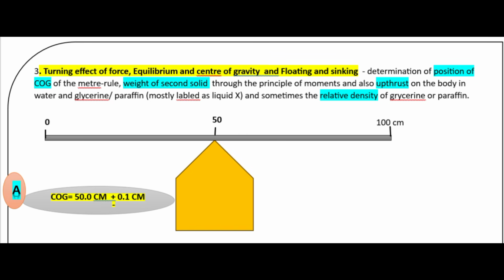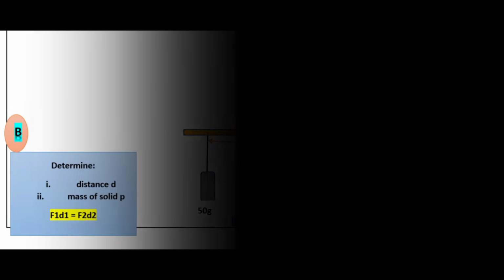So we go to the third topic, that is the turning effect of force in form 2, equilibrium and the center of gravity, also in form 2, and then we also have floating and sinking in form 4. These four topics normally are tested together. In this case, you are first determining the position of the COG, that is for the meter rule. You are determining the balance point, the position of the COG.